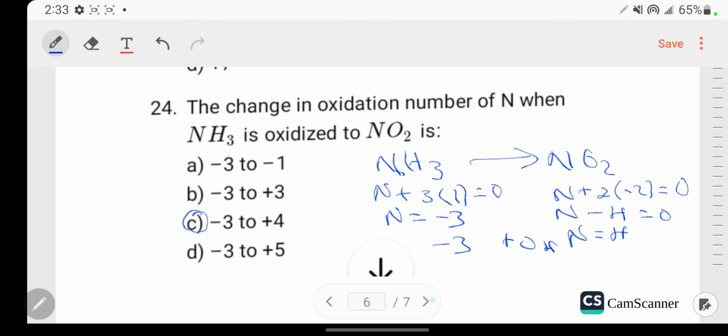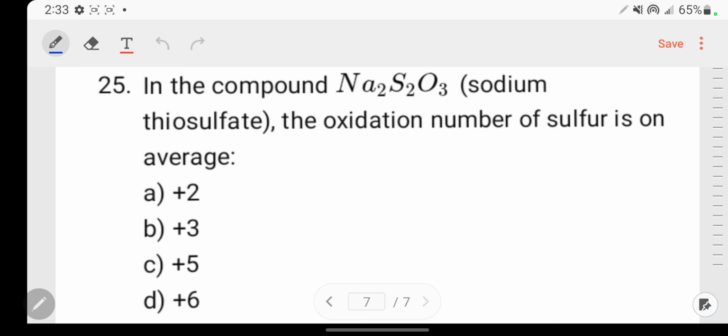Let's look at the next question, which is 25. 25 says, in the compound sodium thiosulfate, the oxidation number of sulfur is on average. Same, this is uncharged, meaning the overall charge will be equal to 0. So we are going to say there are 2 sodiums. Sodium has a charge of +1. We are going to add plus the 2 sulfurs, which we don't know, then plus we have 3 oxygens, and oxygen has a charge of -2. So this should be equal to 0.